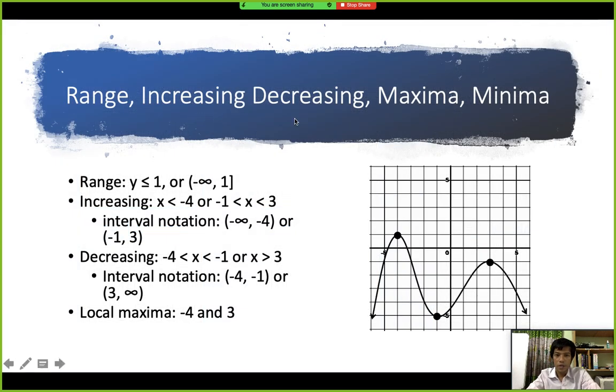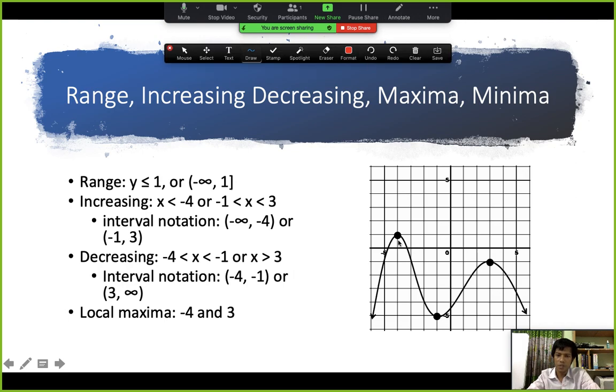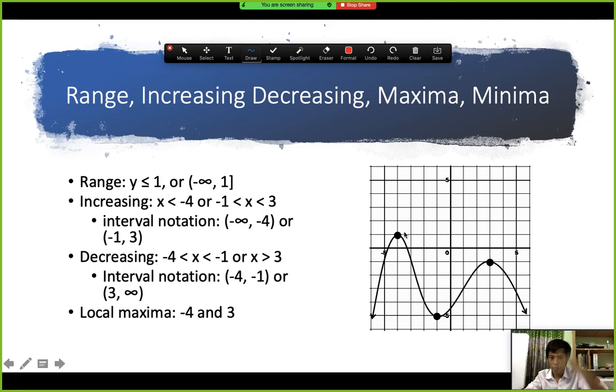Range, increasing, decreasing, maxima and minima. Suppose some graph is given. What is the range of this graph? You know, the range is from the maximum y value to the minimum y value. And in this graph, look at this. What is our maximum y value? Is this our maximum y value, or is this our maximum? Maximum means highest, or top, y value to the lowest y value.